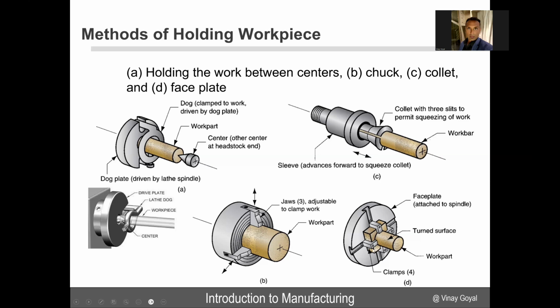The final one is the faceplate, where you have this faceplate here that's attached to the spindle. Here's the work part being turned, and here are the clamps that bring this work part into place and hold it into place. So again, for approaches: holding the work between centers, so there's one center and there's the other side, the chuck, then the collet, and then the faceplate. They all work very similarly. They're all trying to hold the part in place.